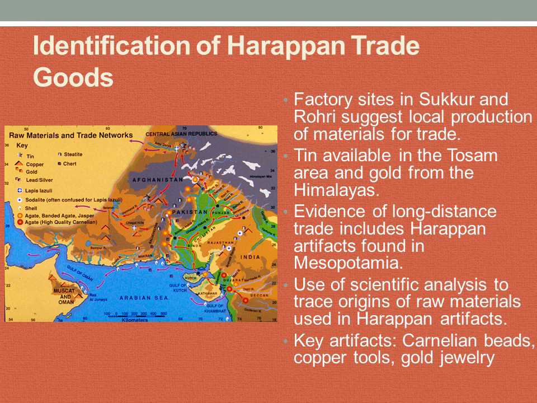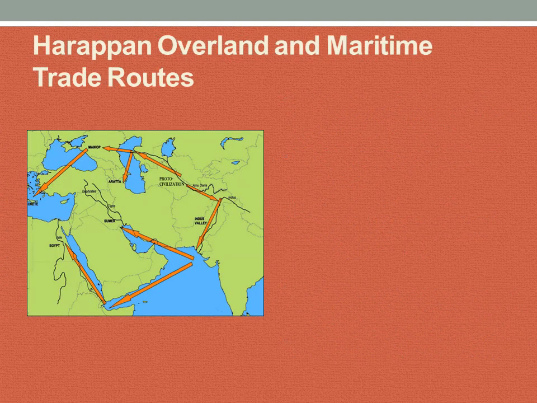The key artifacts include carnelian beads, copper tools and gold jewelry. These are the key artifacts produced by the Harappan civilization people, with which they used to trade with Mesopotamia, Oman Valley and also the Persian Gulf. And all the raw materials for making carnelian beads, copper tools and gold jewelry were procured locally from the geological places around the Indus Valley Civilization itself.